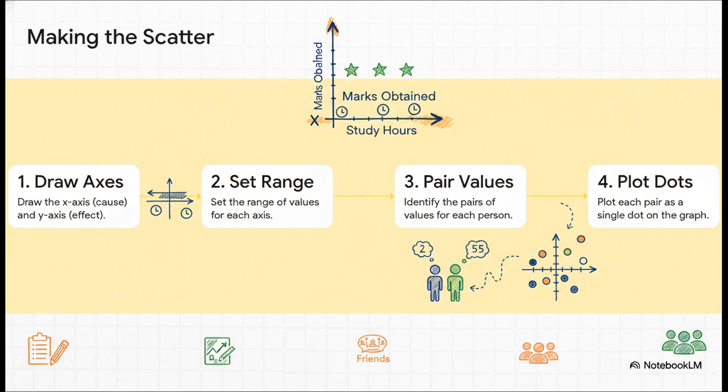First, we draw our 2 axes. The horizontal one, the x-axis, that's our cause, in this case, study hours. The vertical, y-axis, is our effect, which is the marks. Then we just take each friend's data, like Sujata's 2 hours and 55 marks, and we plot that pair as a single little dot on the graph.